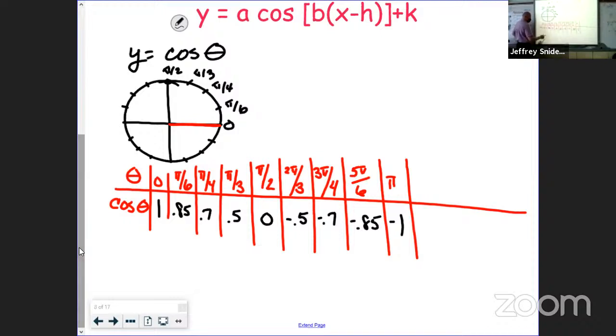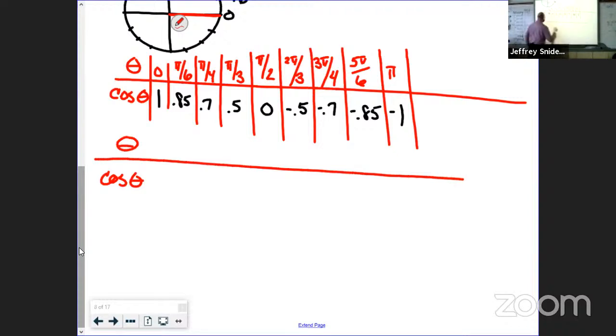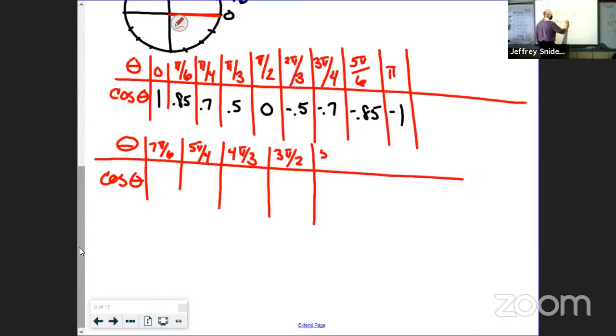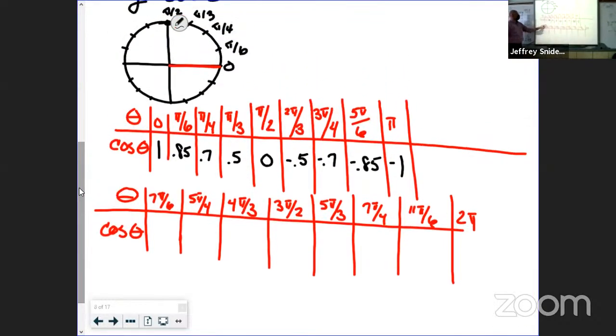So let's go ahead and I'm going to draw another table down here. We'll just do the exact same thing for the next part of this graph. So now my next one after pi would be 7 pi over 6, 5 pi over 4, 4 pi over 3, 3 pi over 2. And if you're wondering where those are coming from, they're the familiar angles. Okay, here we go. Doing the same thing.